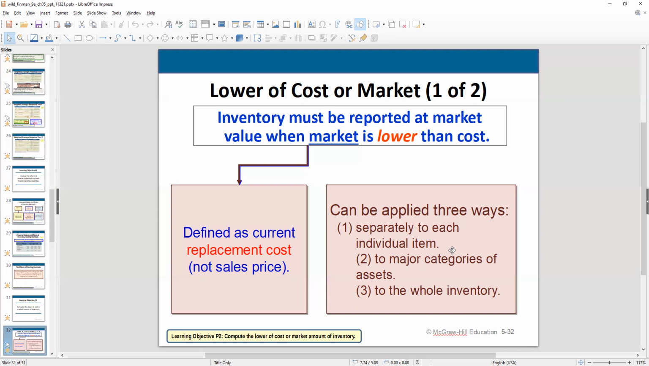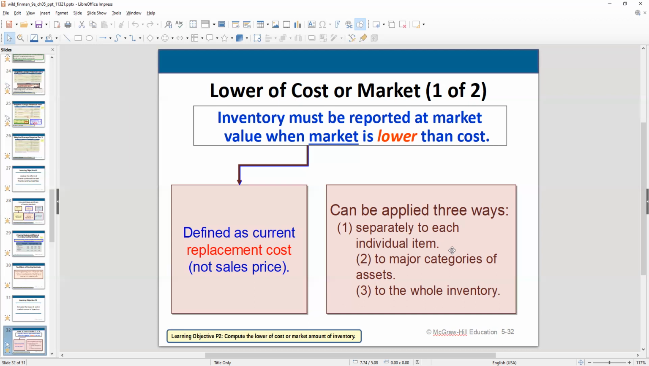And well, we'll see what it's like in the example. You can apply this in several different ways. First, you can apply it to each individual item. Obviously, we're talking big ticket items if that's the case. You can do it to an entire category of assets.